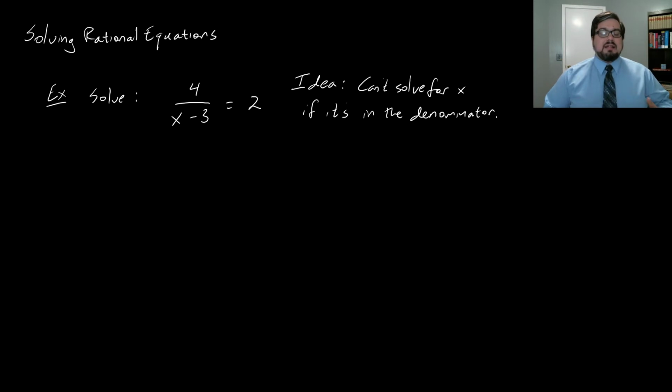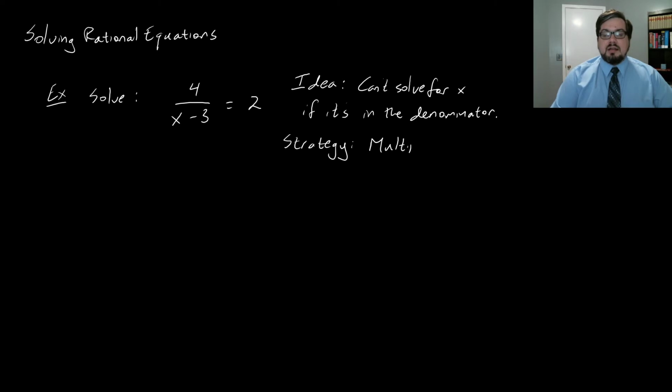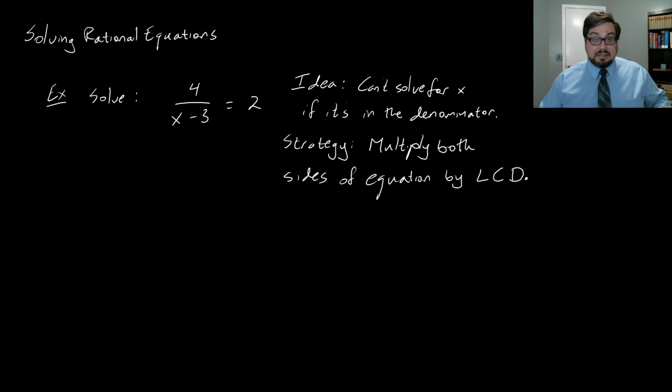Now we're going to do that by taking advantage of the general algebraic principle that we can multiply or divide both sides of an equation by anything we want. In particular, we can multiply or divide both sides of an equation by an expression and not just a number. So the strategy when working with rational expressions is usually to multiply both sides of the equation by the least common denominator of all of the rational expressions in the equation.